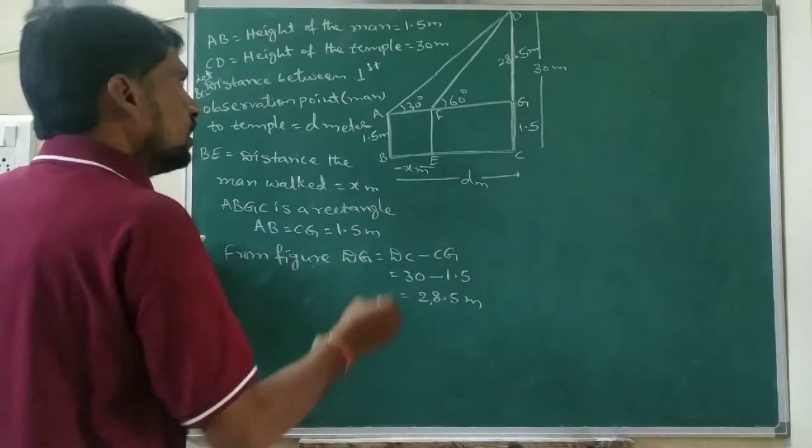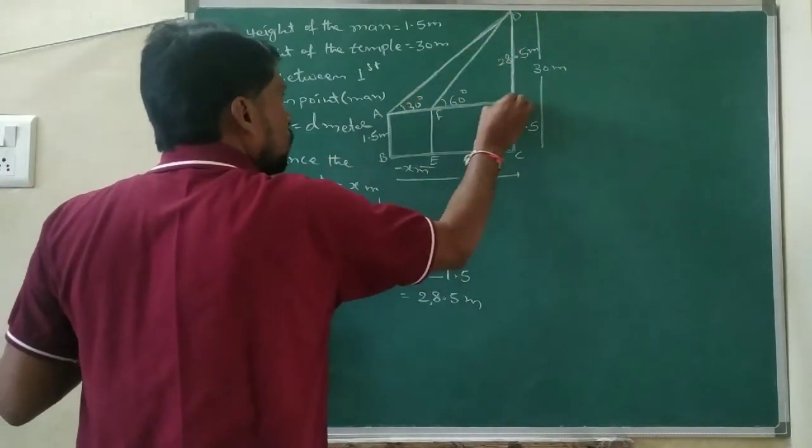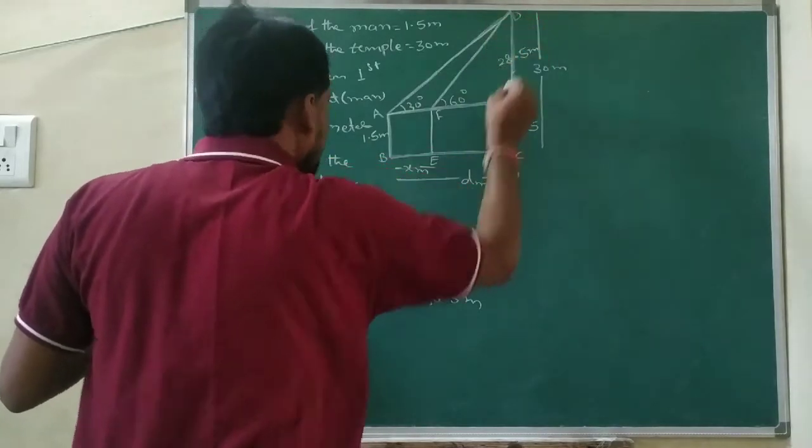Now we can take this whole triangle. I am taking this whole triangle, triangle ADG.